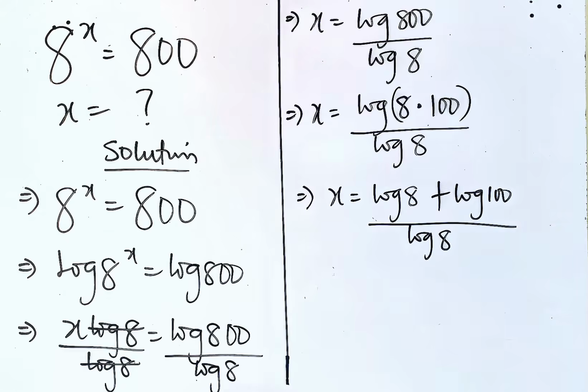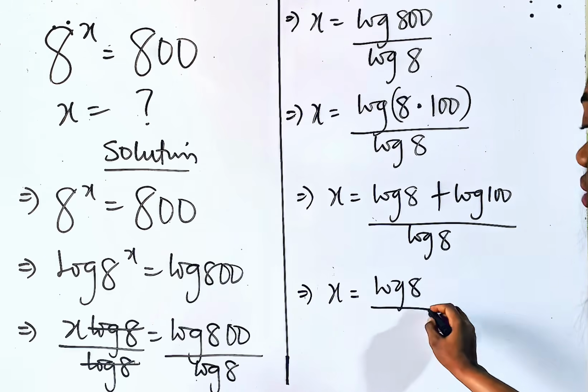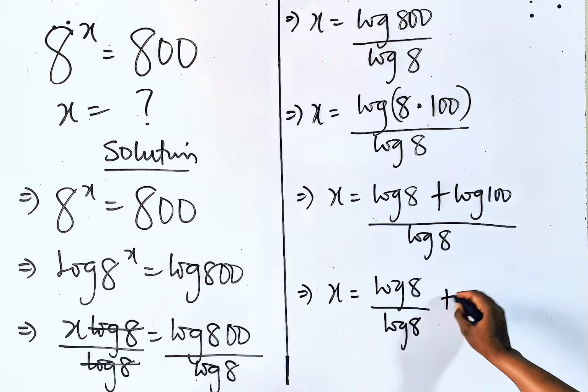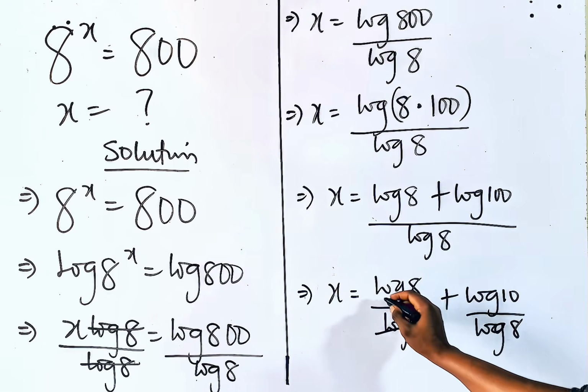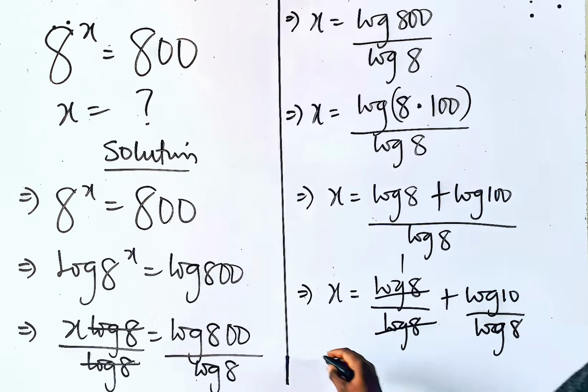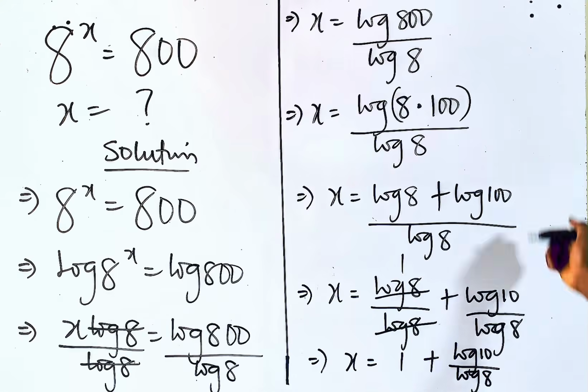Now, what do you do next? You are free to use this denominator to divide each numerator. So if you do that, x gives us log of 8 divided by log of 8 plus log of 100 divided by log of 8. These two are the same. When you divide this, you have 1. So we are going to now have x is equal to 1 plus log of 100 divided by log of 8.